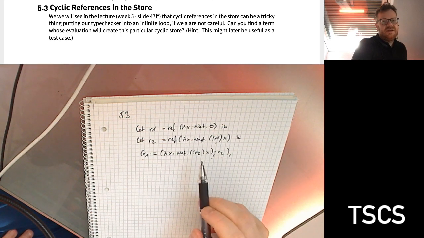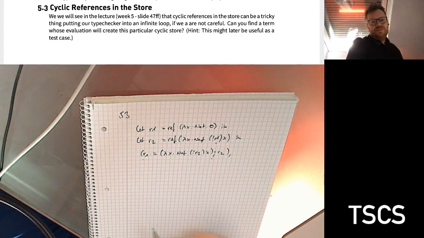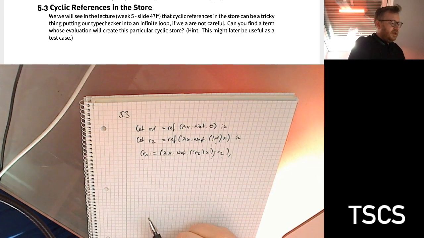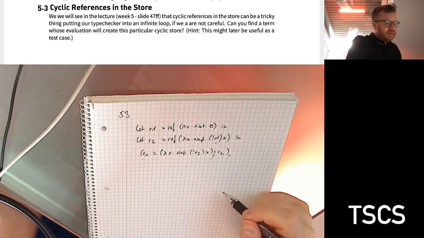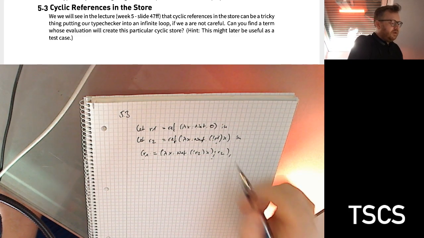You see the cycle. And this thing will actually put your type checker into an infinite loop if you are not careful at implementing that with typing. This is a particularly useful example later on when you implement that stuff. When you implement references in your type checker, this would be something to really look out for.